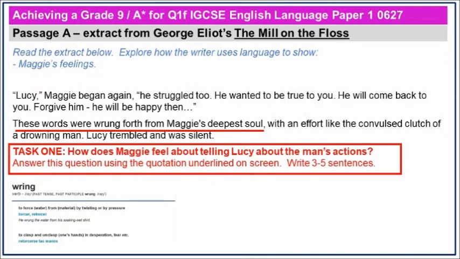First written task now. How does Maggie feel about telling Lucy about the man's actions? Use the quotation underlined in red to write 3 to 5 sentences answering this question, which would of course potentially form part of a much larger 1F response. Press pause now.